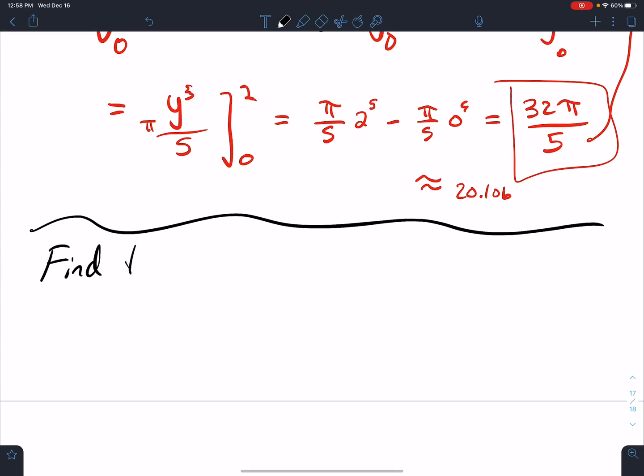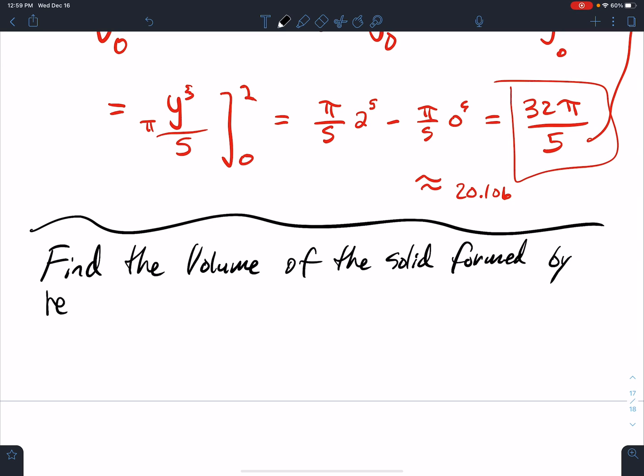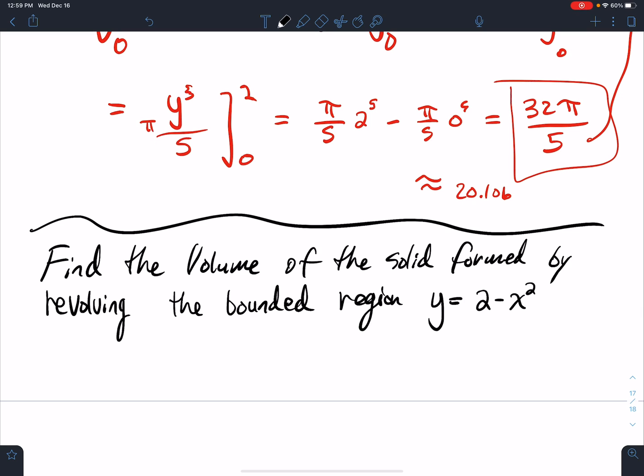The next problem I want you to find the volume of the solid formed by revolving the bounded region y equals 2 minus x squared and y equals 1 about the line y equal to 1.